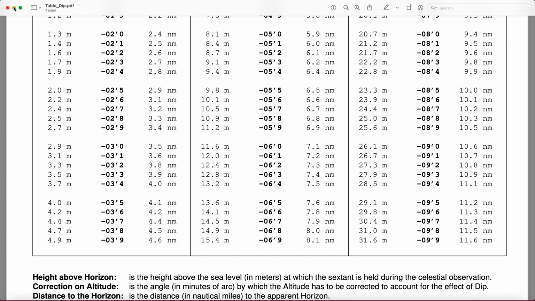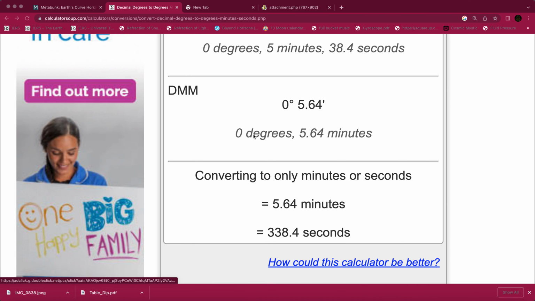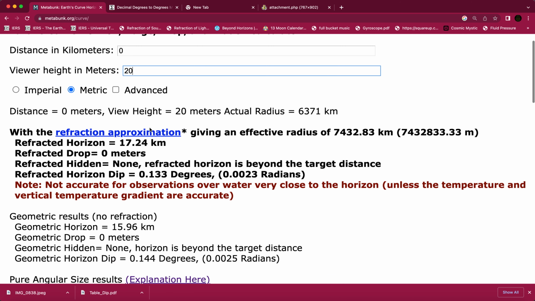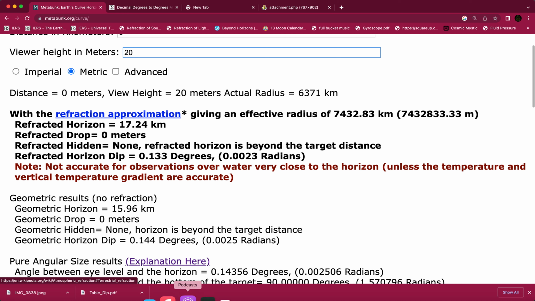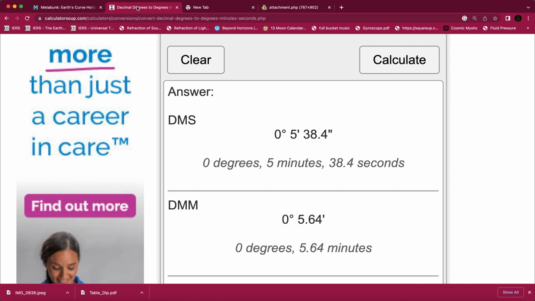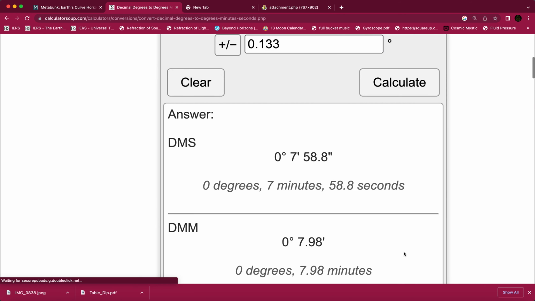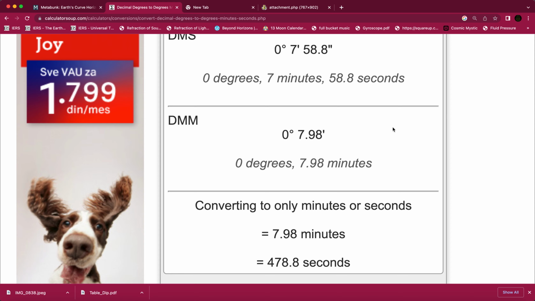It's a lot smaller than it is if we were to try to use the geometric horizon of the globe, right? So let's go again. Let's go to 20 meters, right? Let's keep it even, right? No, sorry, 0.133, right? 133, calculate, right? 7.98, right?